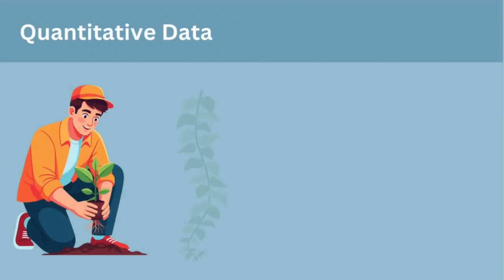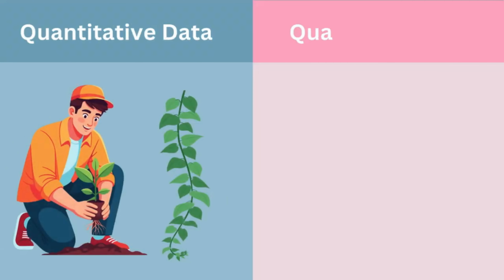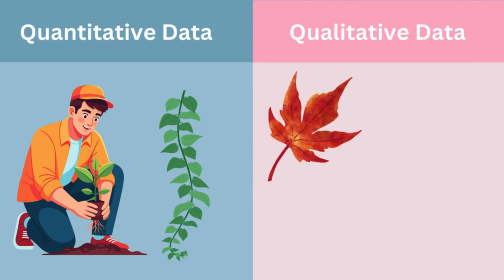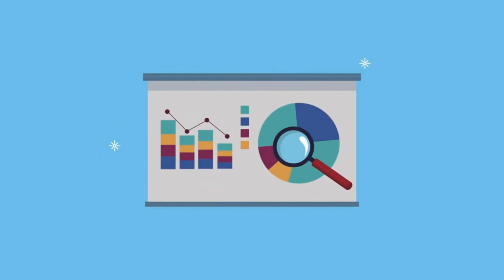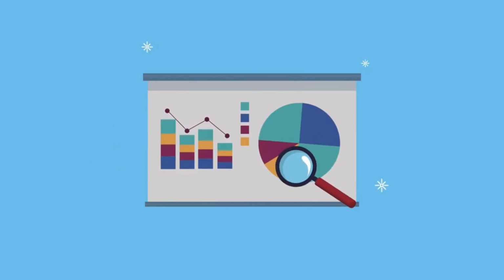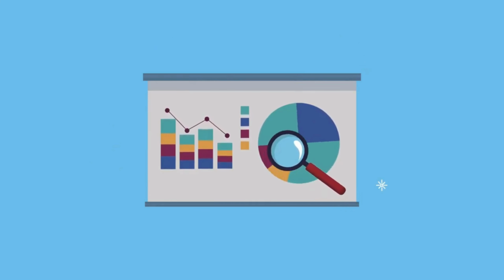Data can be quantitative, such as measuring plant height or counting leaves, or qualitative, such as noting changes in color or appearance. Scientists record all data honestly without altering or ignoring results, even if they do not support the hypothesis.